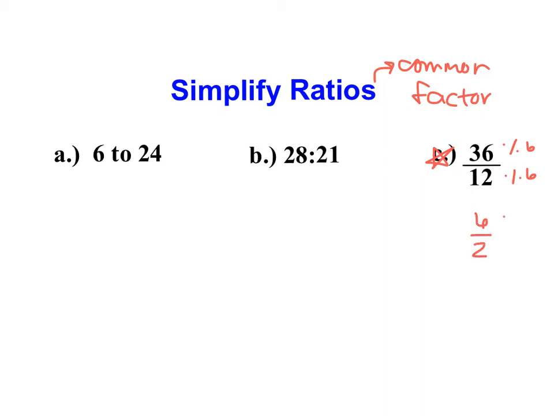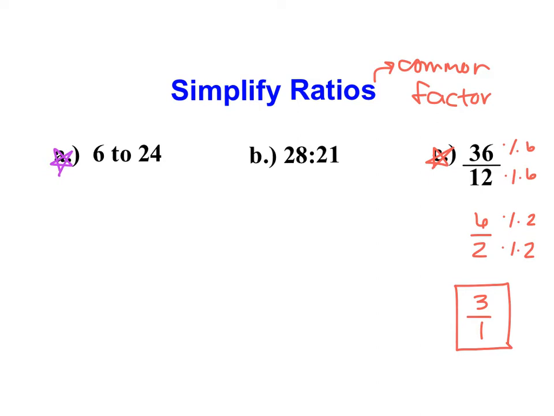Then I can see they're both still divisible by a common factor of 2, so I divide them both by 2 to get 3 over 1. So simplifying ratios is essentially the same thing as simplifying fractions. We just need to find common factors between the two numbers until there are no common factors to divide by anymore. So now let's go back to A, and when I look at A, I see 6 and 24.